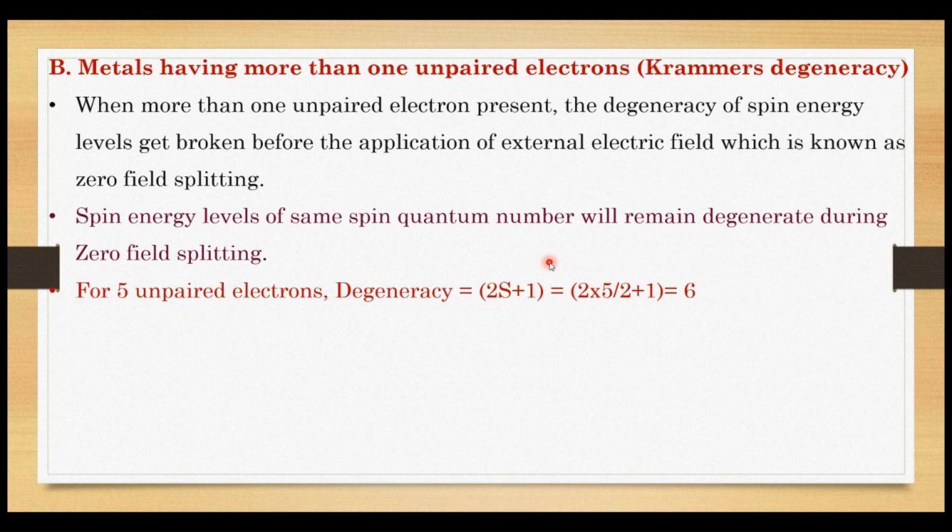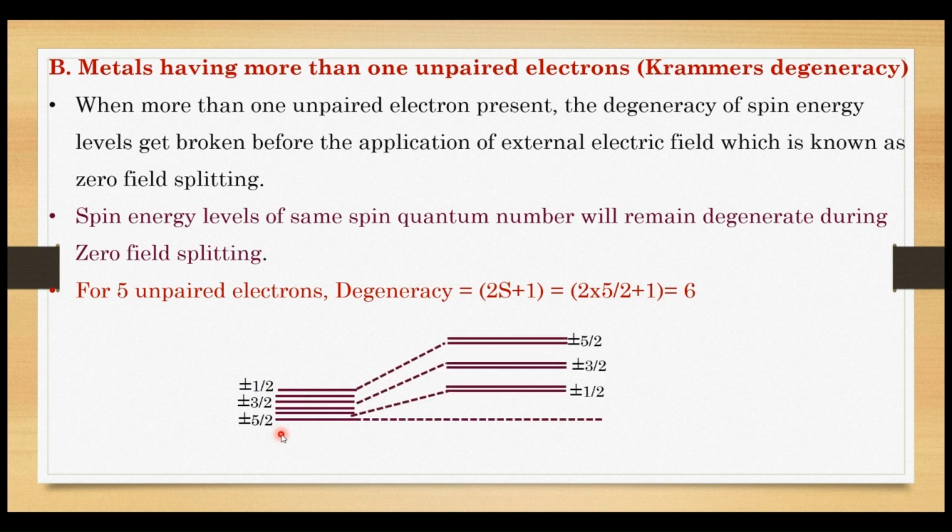Now consider 5 unpaired electrons. So for 5 unpaired electrons, the I value will be 5 by 2, right? 5 into 1 by 2, that is 5 by 2. So degeneracy will be 2S plus 1 or 2I plus 1. Then it will be 2 into 5 by 2 plus 1, that is 6. Six degenerate levels will be there. That is what I represented here. The levels will be plus or minus 1 by 2, plus or minus 3 by 2, plus or minus 5 by 2. Overall 6 degenerate levels will be there.